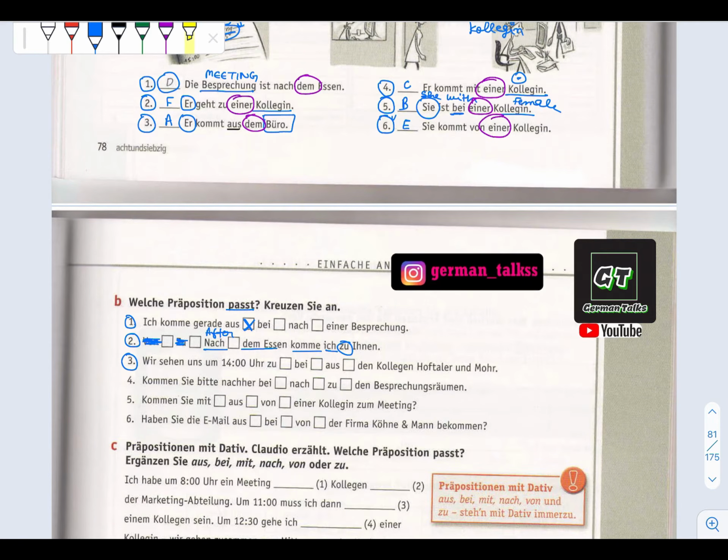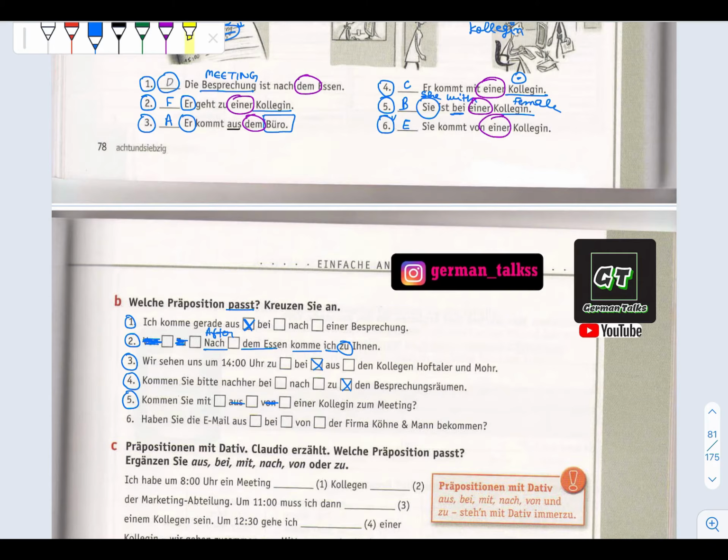Wir sehen uns 14 Uhr dash den Kollegen. Wir sehen uns 14 Uhr bei den Kollegen, by. 4. Kommen Sie bitte nachher dash den Besprechungsräumen. Kommen Sie bitte zu. Here it is zu. 5. Kommen Sie dash eine Kollegin Zoom Meeting.